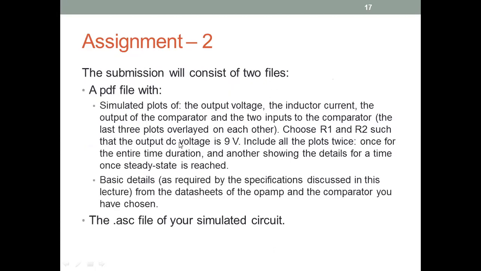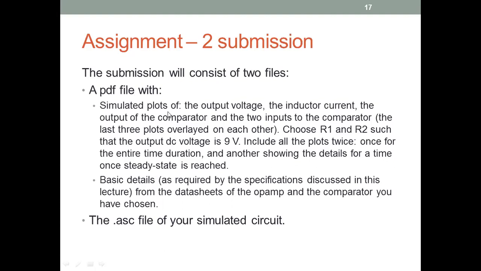So here is what I'm expecting in the submission. You'll submit 2 files. This time I want you to submit the SPICE circuit file also, so that I can simulate it myself and see that it is working as it should. The previous one was too simple, and so I did not expect it. So you'll submit 2 files. One is the SPICE file, and the other is a PDF file with the 2 main things.